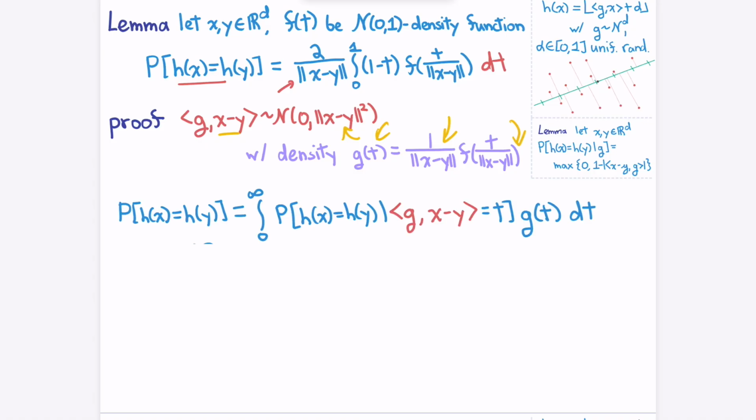Okay. So now what's the probability that h of x is equal to h of y? Let's just go through it slowly and condition on the direction, or sorry, the location on the line. So, okay, probably h of x is equal to h of y given that this thing is equal to t, and then the density function of t. Sorry, yeah?